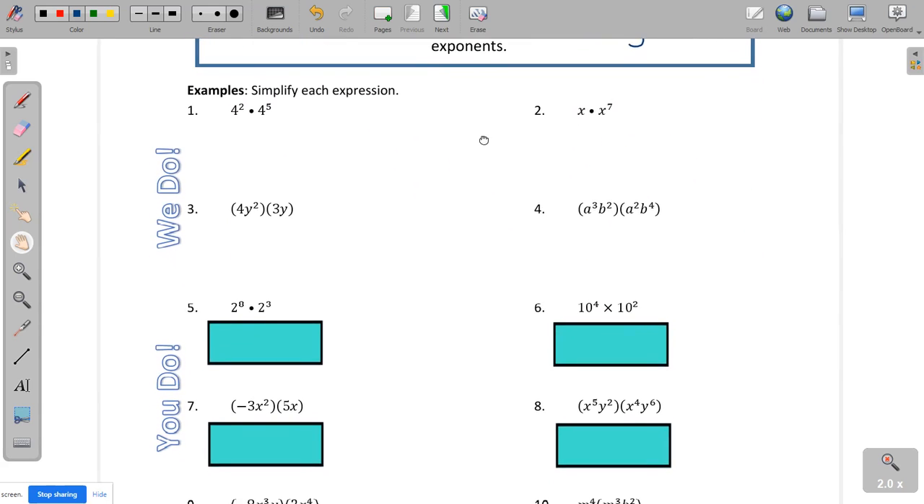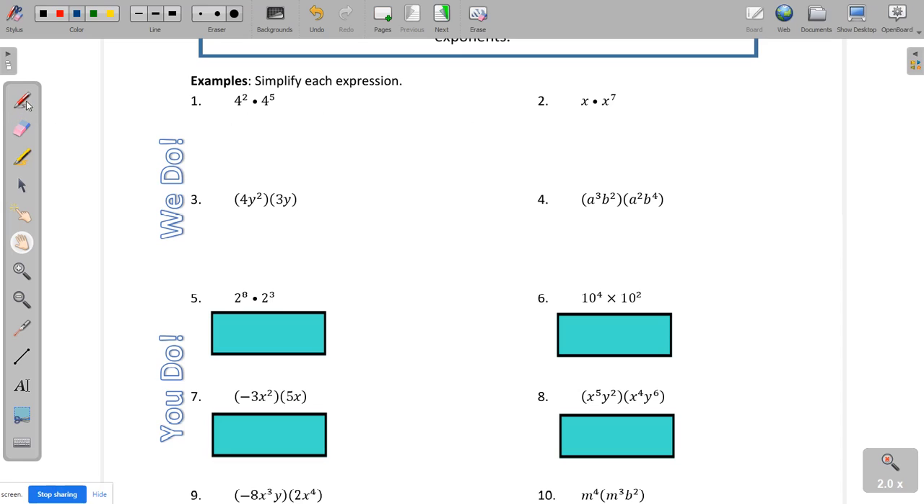Let's look at some examples. Number 1, we have 4 squared times 4 to the fifth. We keep the base of 4, add the exponents. So 2 plus 5 gives us 7. Number 2, we have x times x to the seventh. Remember, there's an imaginary 1. So we're going to do 1 plus 7, so we're going to get x to the 8th.